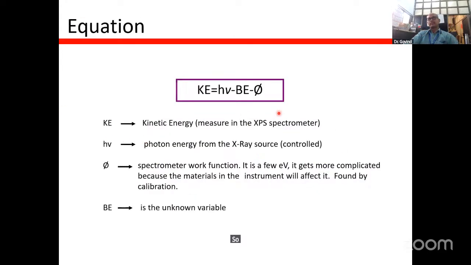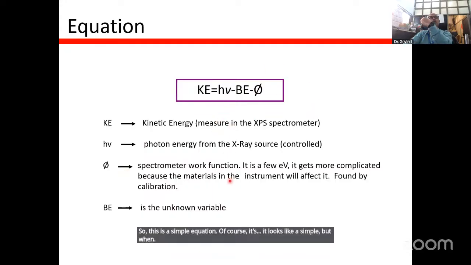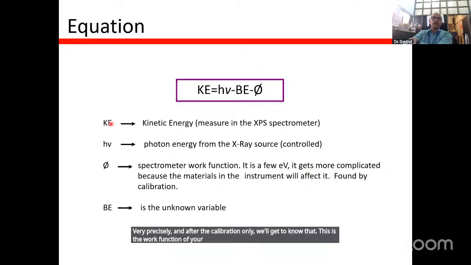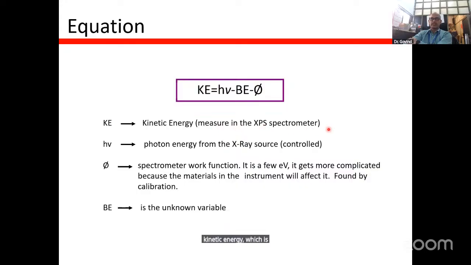So this is a simple equation. Of course, it looks simple, but it becomes more complicated when we have to find it. The measured kinetic energy is equal to h nu, minus the binding energy, minus the work function. h nu is the photon energy of the X-ray source, which we can control. This work function is calculated very precisely, and only after calibration will we know the work function of your material. The kinetic energy is measured from the XPS spectrometer. The binding energy we have to find out, so that's the unknown variable.